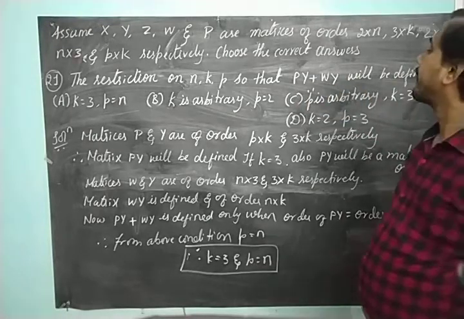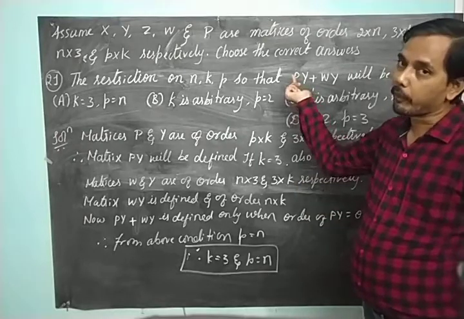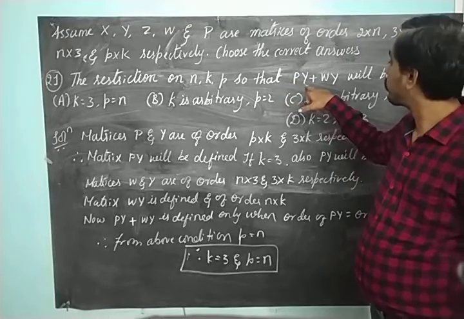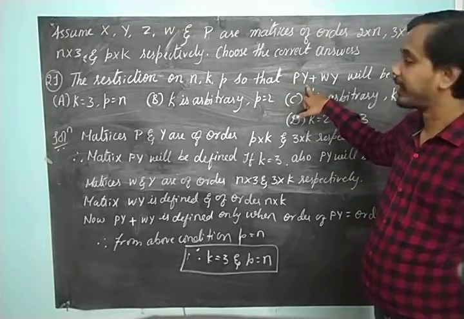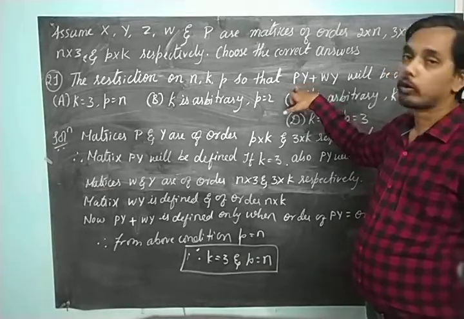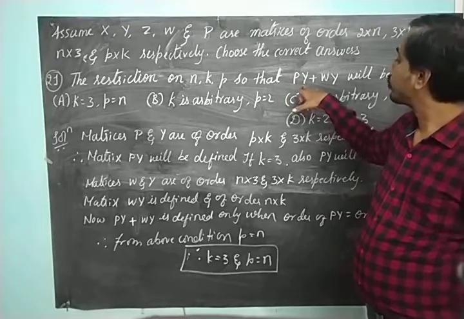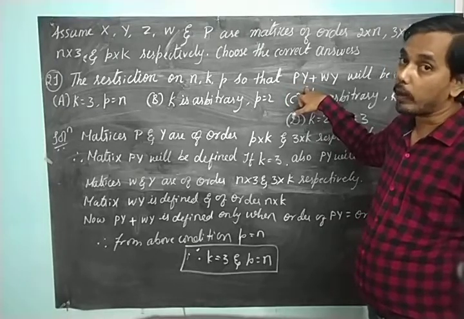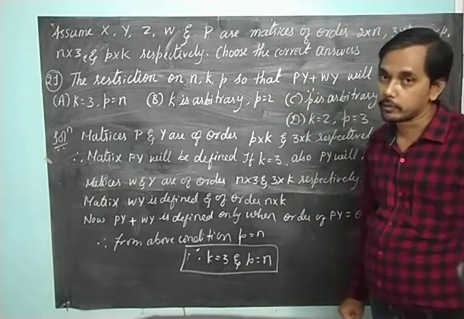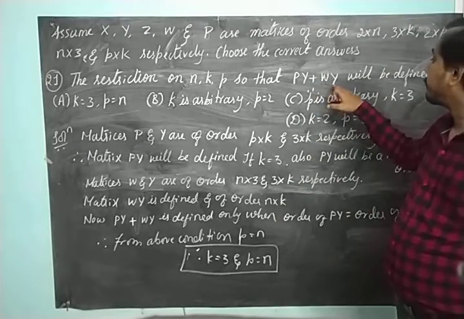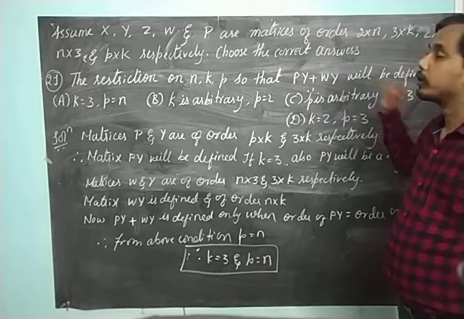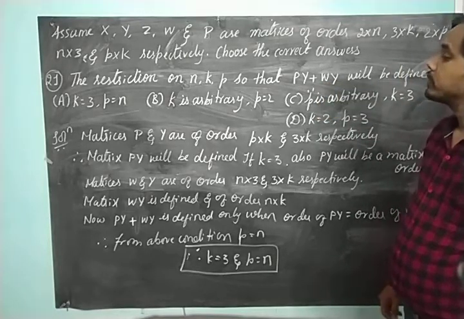What do you mean by well defined? When you say PY is well defined, that means the number of columns of P should be equal to the number of rows of Y. That means the order of P should be suitable for multiplication with the order of Y. And similarly, if WY is well defined, the number of columns of W should be equal to the number of rows of Y.